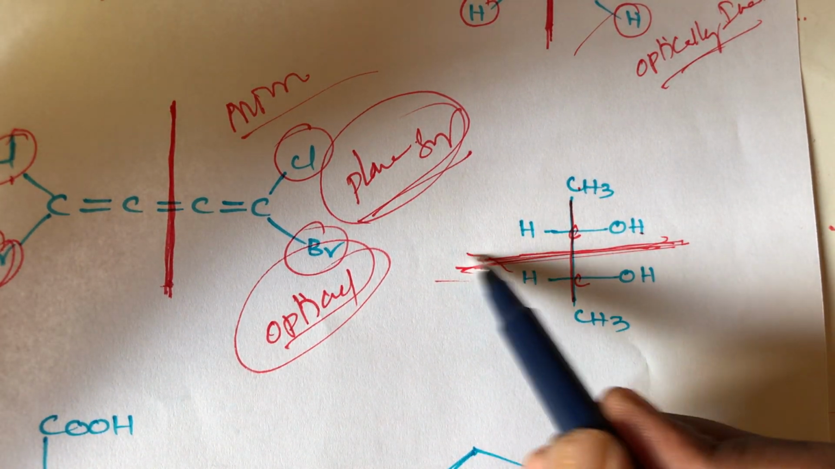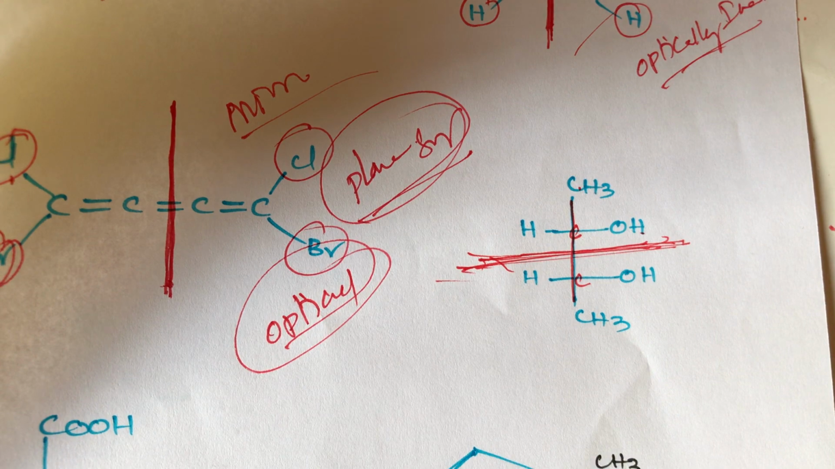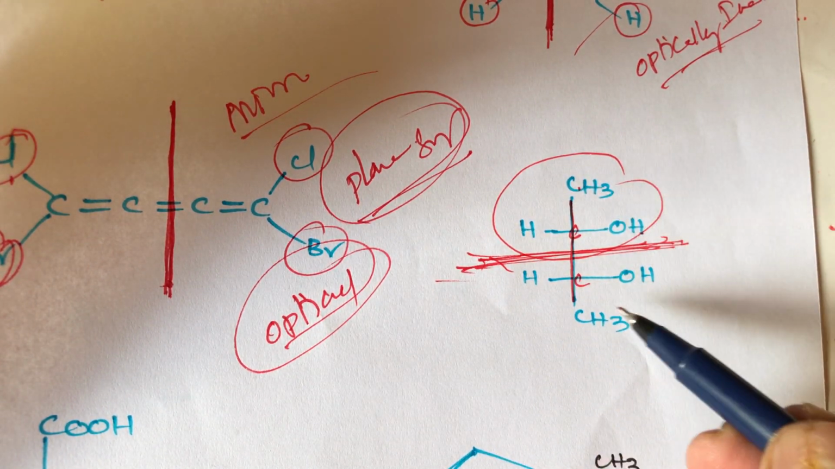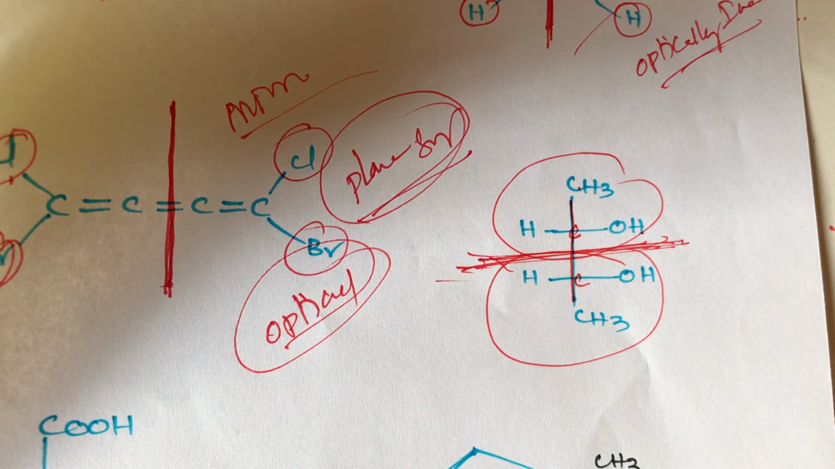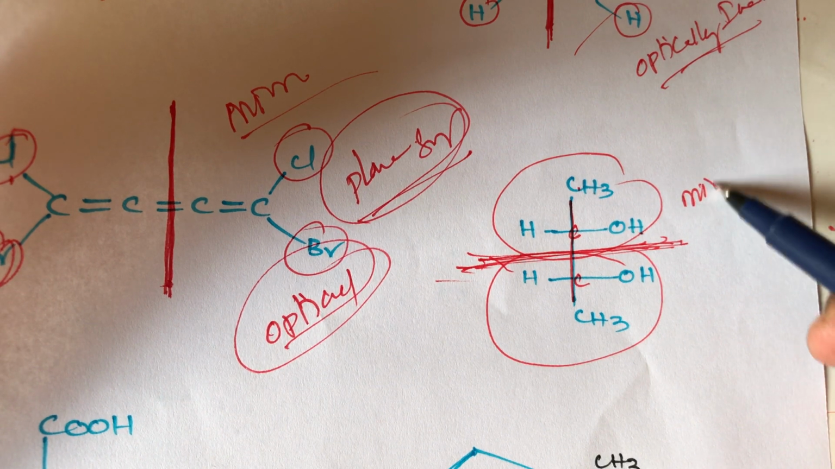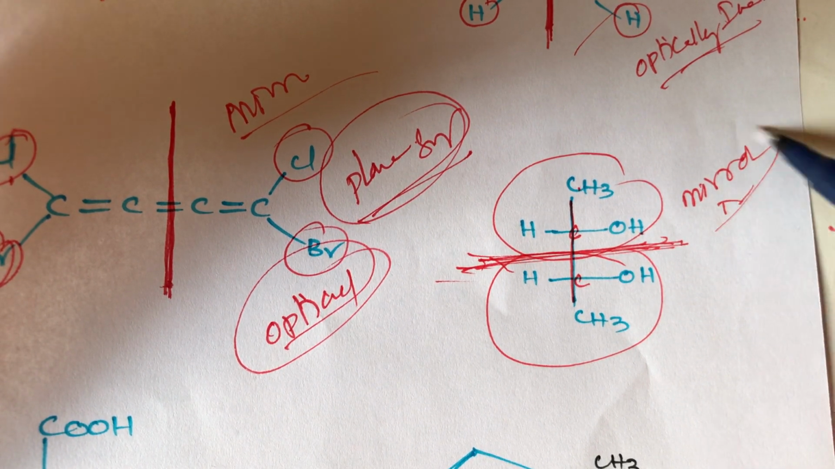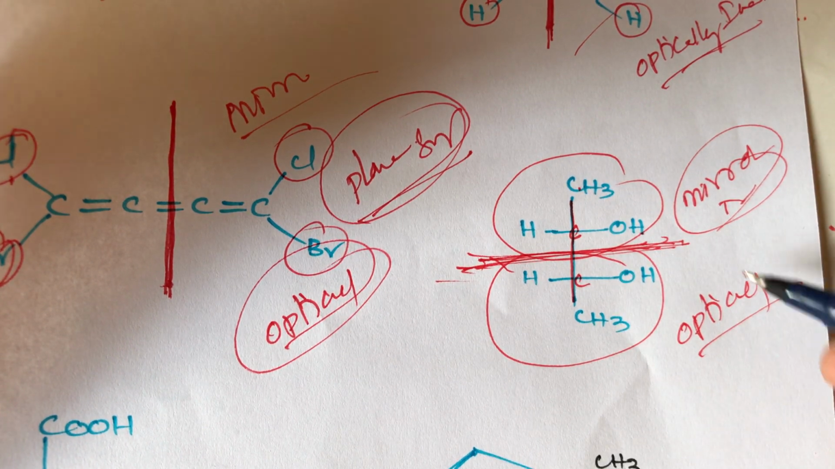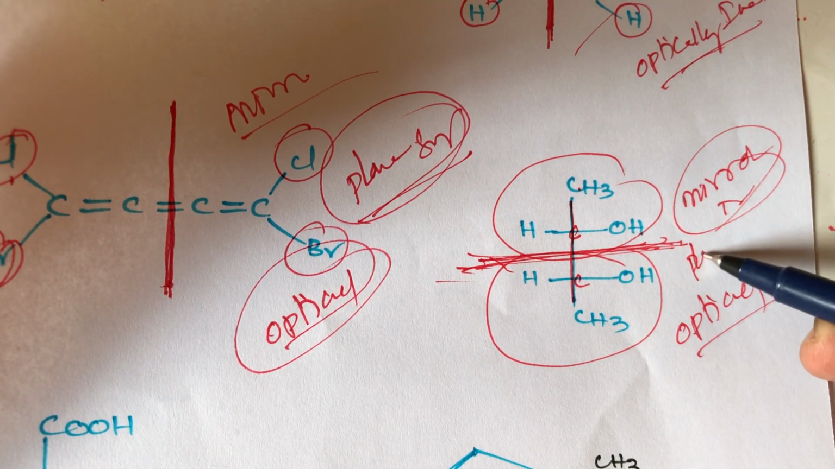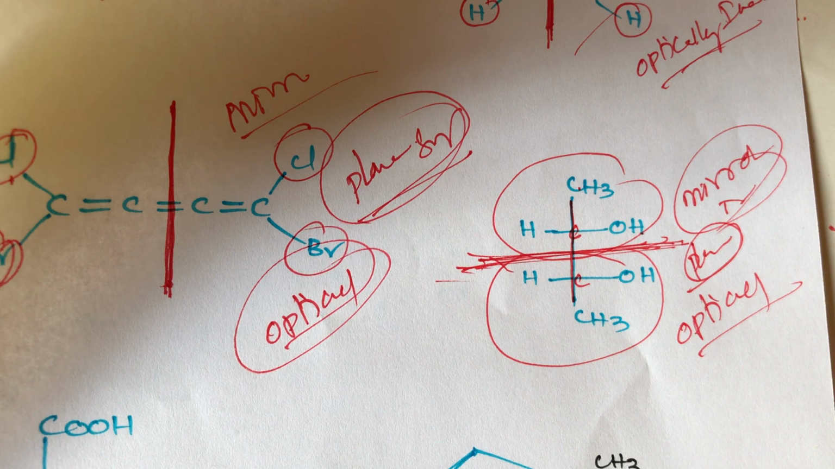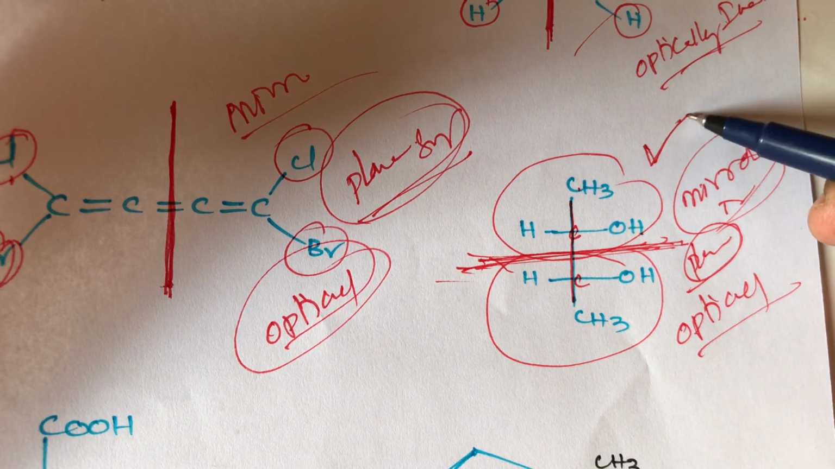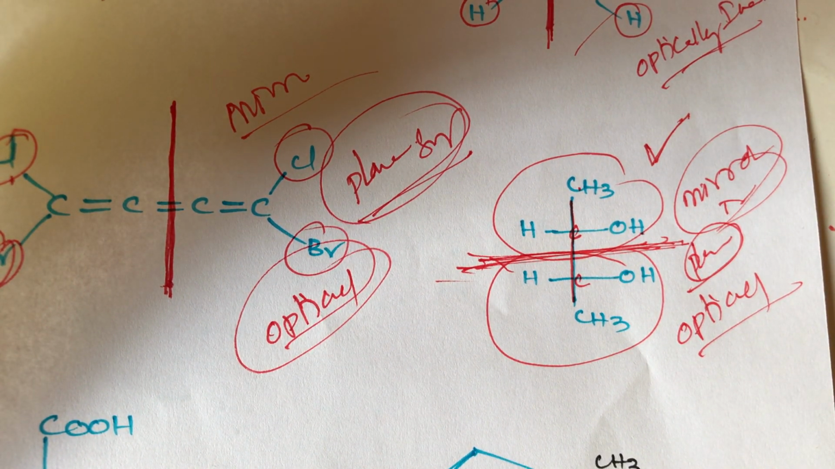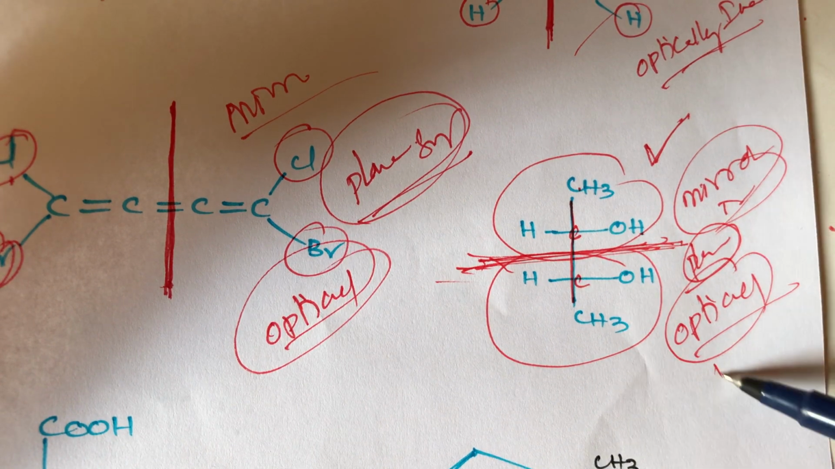Cutting with a horizontal plane, the part above the plane and the part below the plane are the same molecule. Both are mirror images. That's why it is also optically inactive, and this molecule contains a plane of symmetry. This molecule also exhibits a plane of symmetry. So a molecule with a plane of symmetry is always optically inactive.